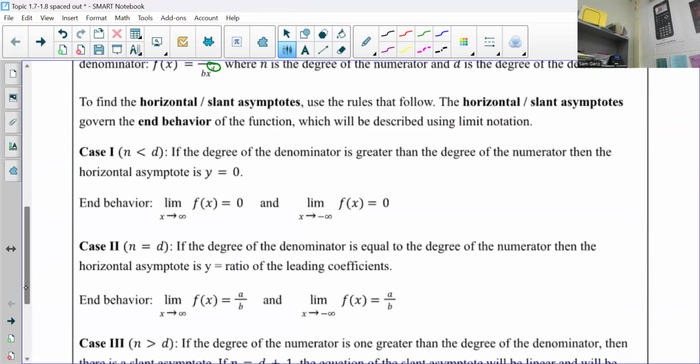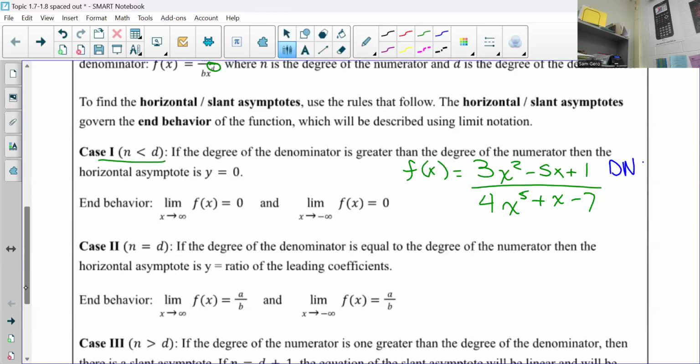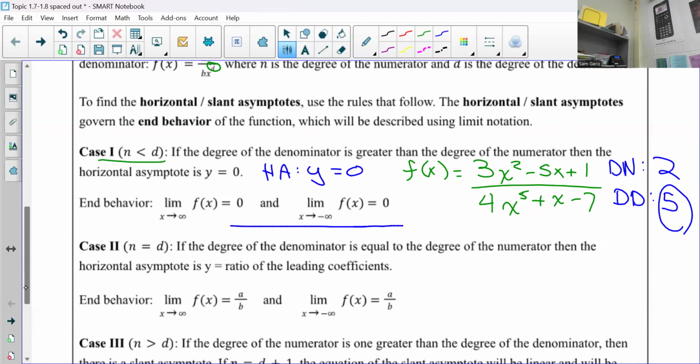That's all I care about. The first case, case 1, says if the numerator is less than the denominator. So for example, if f of x is equal to 3x squared minus 5x plus 1 over 4x to the 5th plus x minus 7, the degree on the numerator is 2. And the degree on the denominator is 5. The bottom is bigger. If the bottom is bigger, you know that the horizontal asymptote is y equals 0, which means that the end behavior of this function is y equals 0 also. So again, what does it do at the ends?